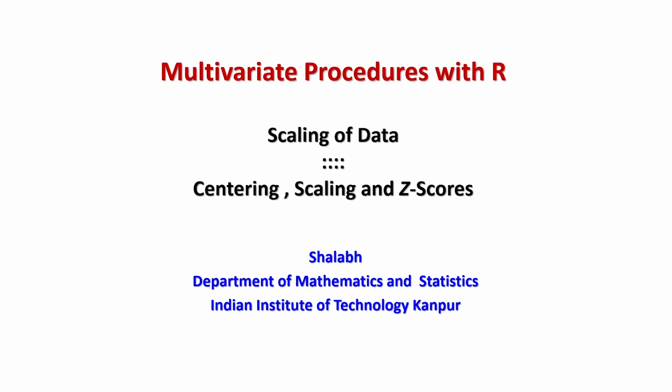So let us begin this topic and understand how we can scale or normalize the data in different situations, in different setups. We are going to talk about three topics in this lecture: centering, scaling, and Z scores. Well, Z scores is normalizing, right?